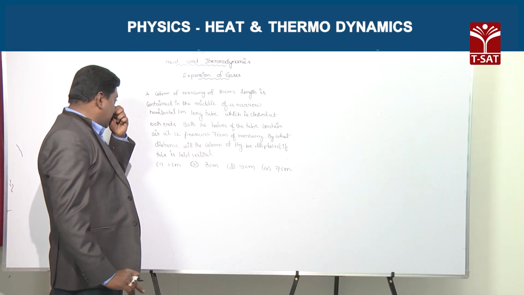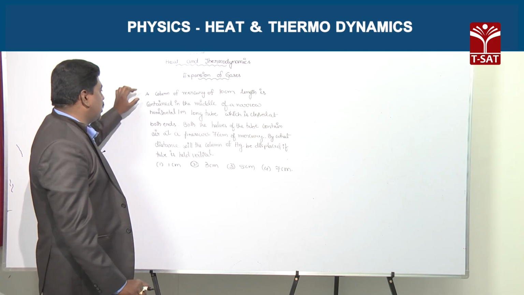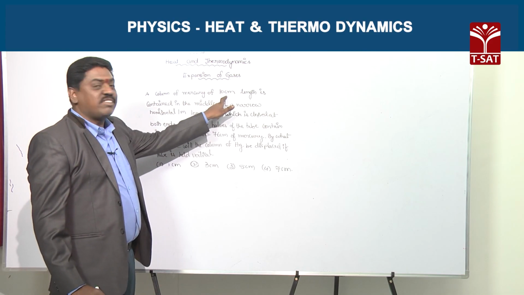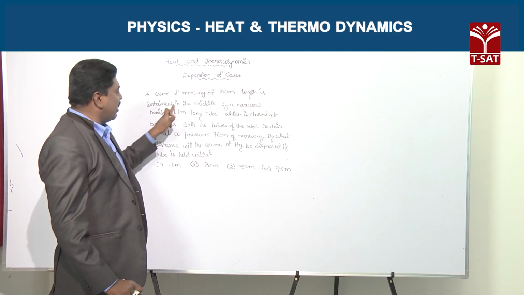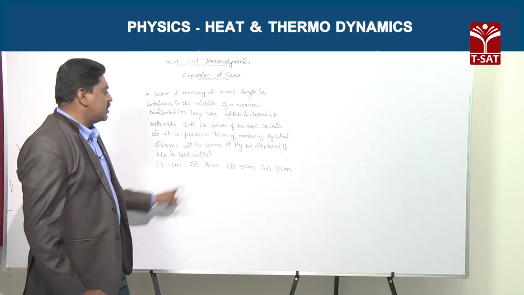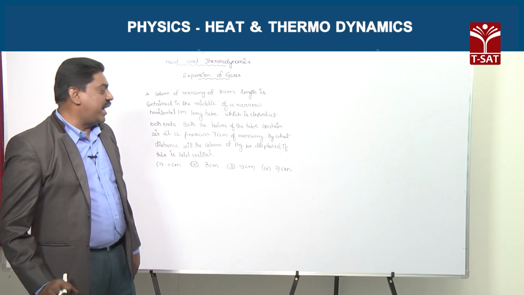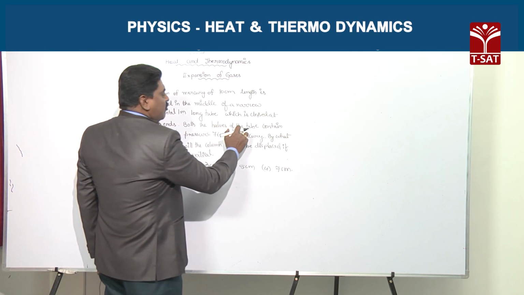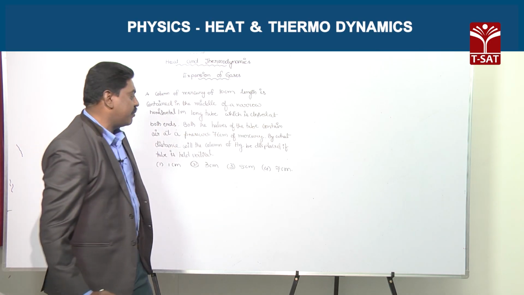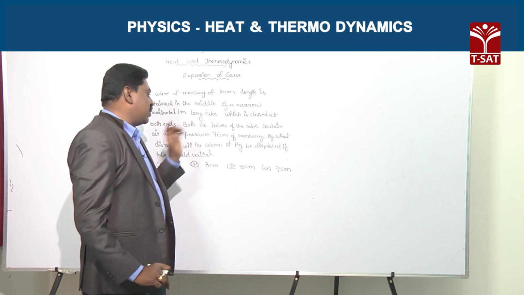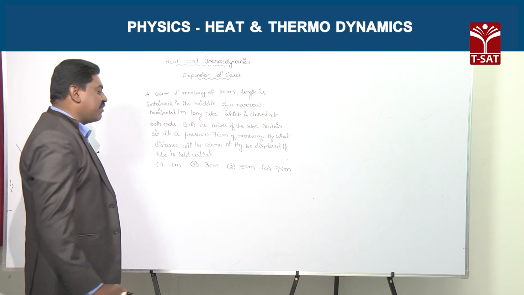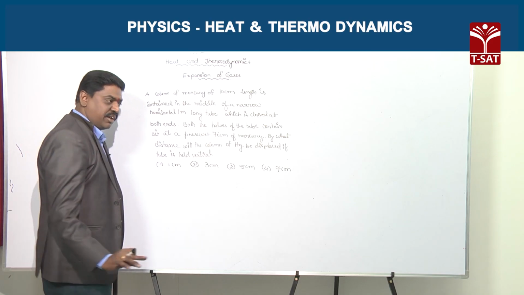Now let us consider a problem on the ideal gas equation. The problem says: a column of mercury of 10 centimeters length is contained in the middle of a narrow horizontal 1 meter long tube which is closed at both ends. Both halves of the tube contain air at pressure 76 centimeters of mercury. By what distance will the column of mercury be displaced if the tube is held vertical? Okay, fine. Is it clear?